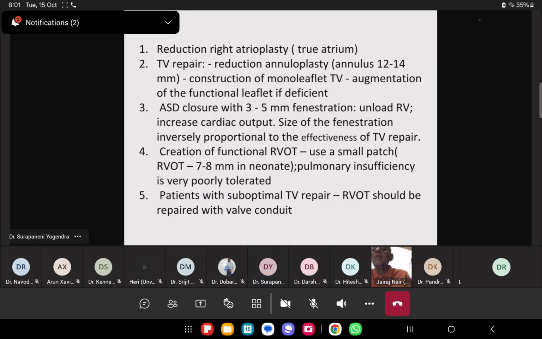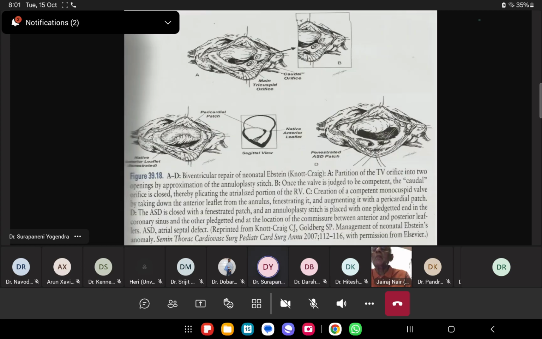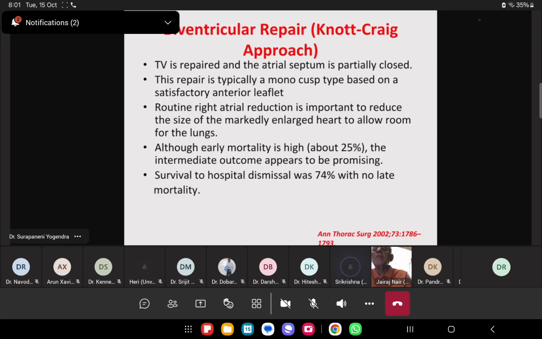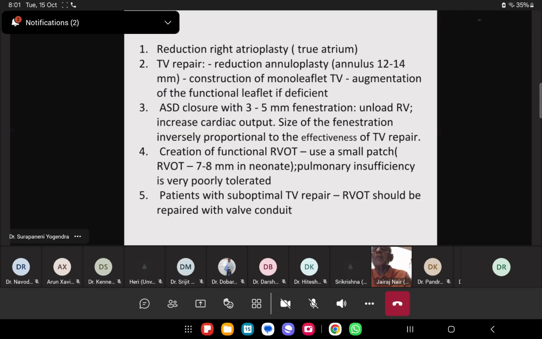Next. Reduction right atrioplasty is another one. Tricuspid reduction right atrioplasty, tricuspid repair, reduction annuloplasty, construction of monoleaflet tricuspid valve, augmentation of the functional leaflet if deficient, ASD closure. These are the steps in Knott-Craig's approach.